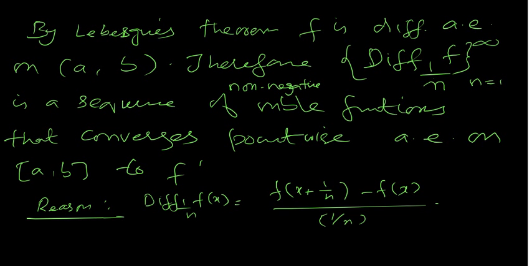So this limit approaches f dash whenever f dash exists at this point x, and this exists almost everywhere because f is differentiable almost everywhere, because whenever n is approaching infinity, 1 over n will approach 0. It's like f of x plus h minus f of x divided by h, where h is approaching 0. Here n is approaching infinity. So this is the reason. So that sequence of divided difference functions is a non-negative sequence of measurable functions that converges pointwise almost everywhere to f dash, because f dash exists almost everywhere.